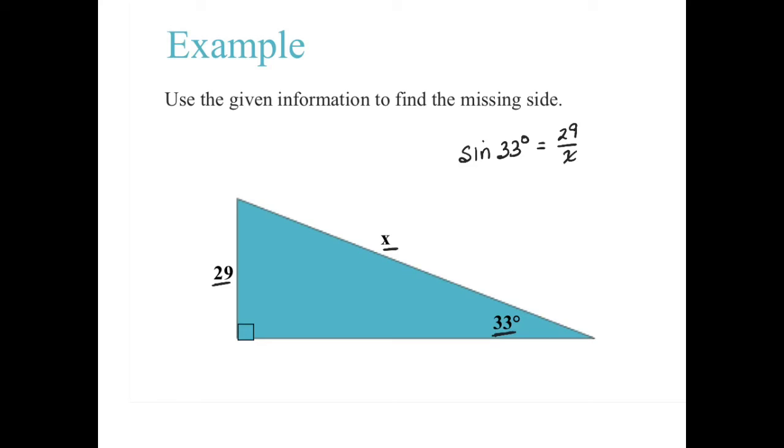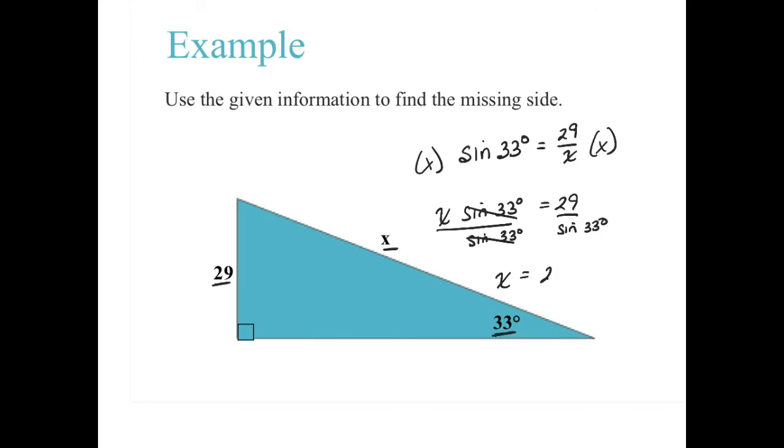Now this one's a two-step process. So first I have to multiply both sides by x, because with x in the denominator, there's nothing I can do. Now I'm keeping the sine of 33, but I could easily make it into its decimal equivalent. But it's good practice to be able to do it both ways. So these cancel, so my x is going to equal 29, put that in your calculator, divided by the sine of 33 degrees.